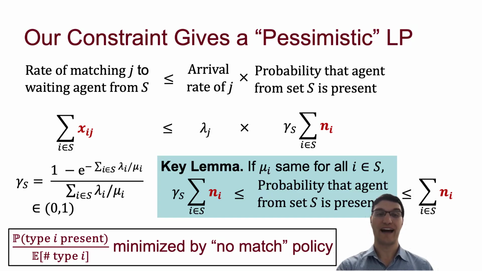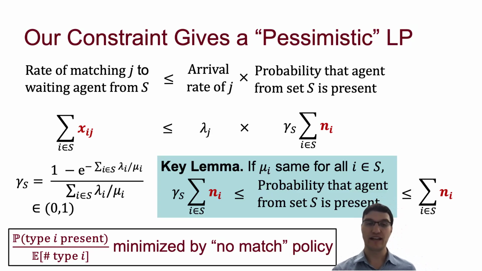Looking at the functional form of gamma s, the denominator, sum of lambda I over mu I, is the expected number in system if you don't do any matches. And the numerator is the probability that there is someone of type I and S in the system if you don't do any matches. So the content of the lemma is really saying that if you have a policy that does some matches, that can only increase this ratio. Both the numerator and the denominator are going to go down, but the ratio between them is going to increase. In other words, this ratio is minimized by the no match policy.